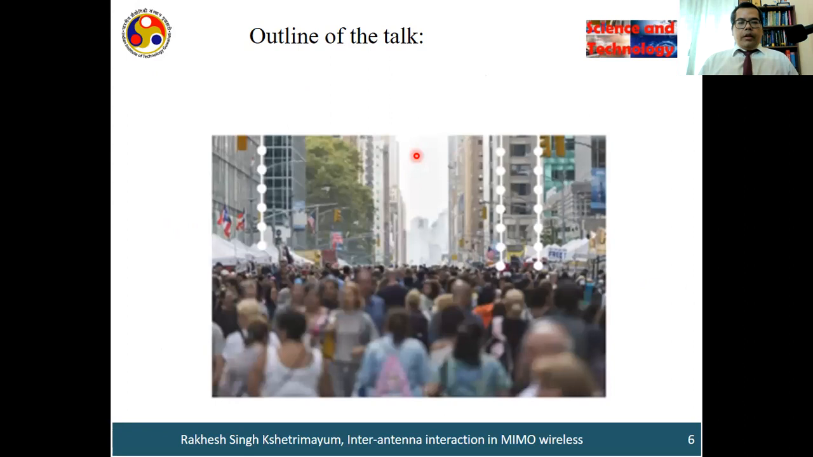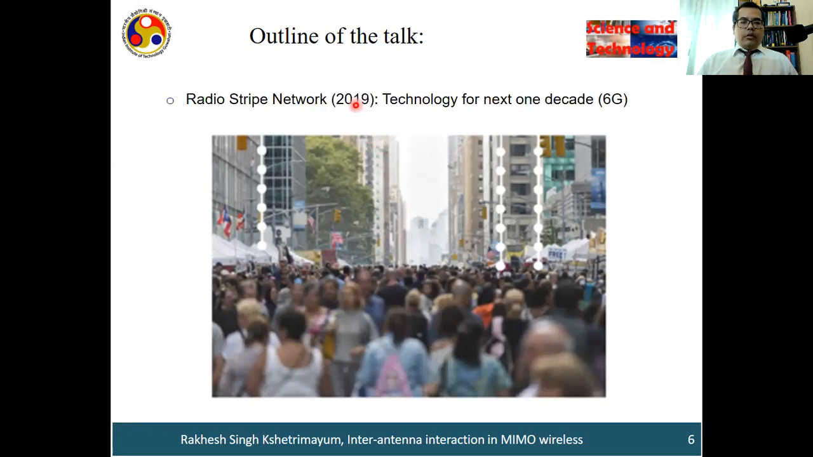The final part of the talk will discuss a technology which is projected for the next decade. It has not come yet. It's a futuristic technology. Scientists and engineers from the Swedish company Ericsson proposed a technology which is projected for 6G wireless communications, and this is called radio stripe networks. Radio stripe networks were proposed somewhere in 2019. They have not disclosed how to implement this, but the idea is that this is a technology which is supposed to be used for 6G wireless communication.